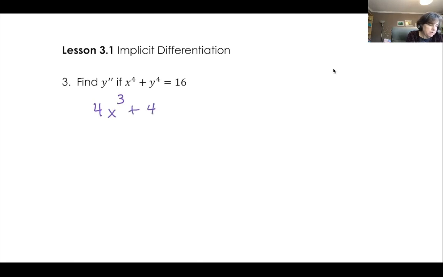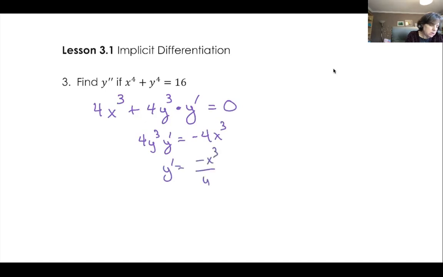Goobly to the fourth would be 4 times my goobly to the third times the derivative of my goobly. And you can just write y prime. And since this problem is asking for y double prime, I'm just going to use that notation. Derivative of 16 is 0. Okay, so I need to solve for y prime. So 4y cubed times y prime equals minus 4x cubed. So y prime, the 4's are going to cancel, minus x cubed over y cubed.